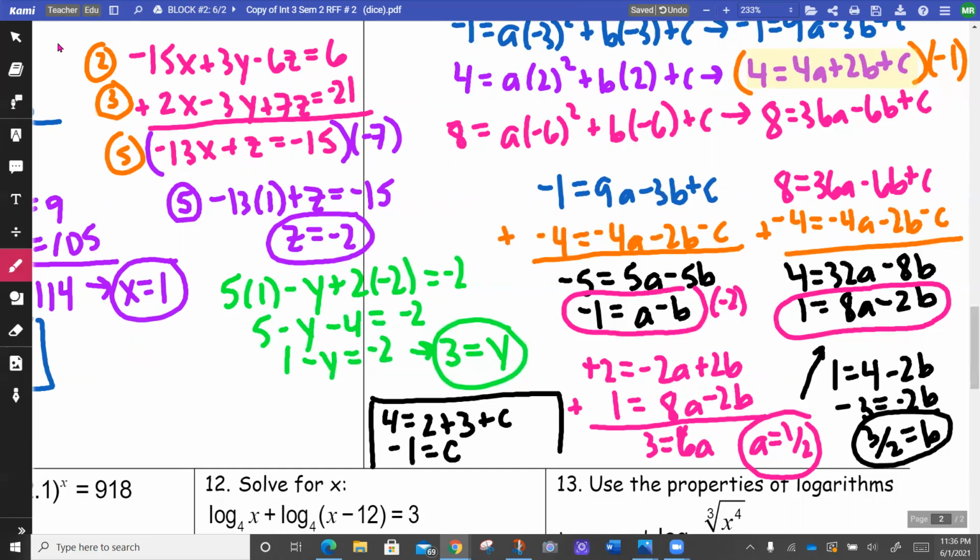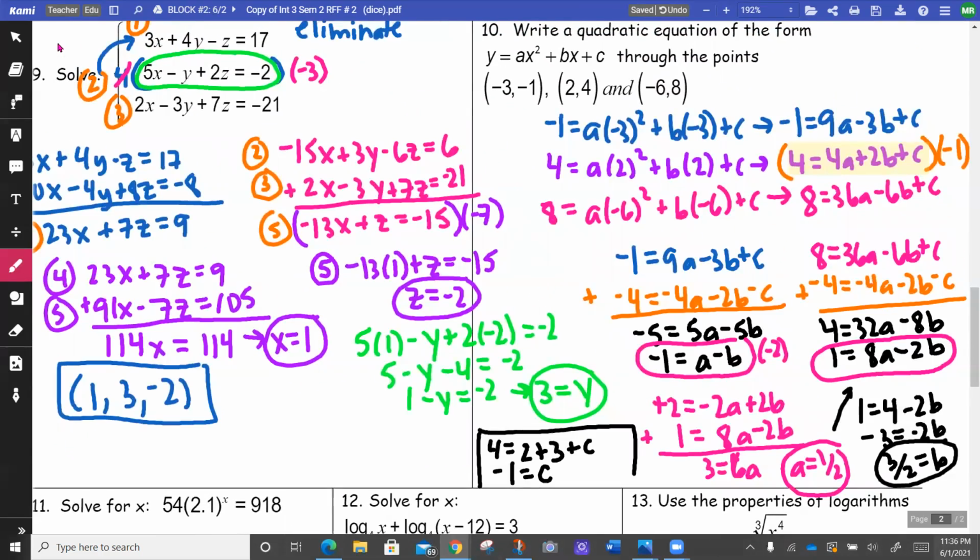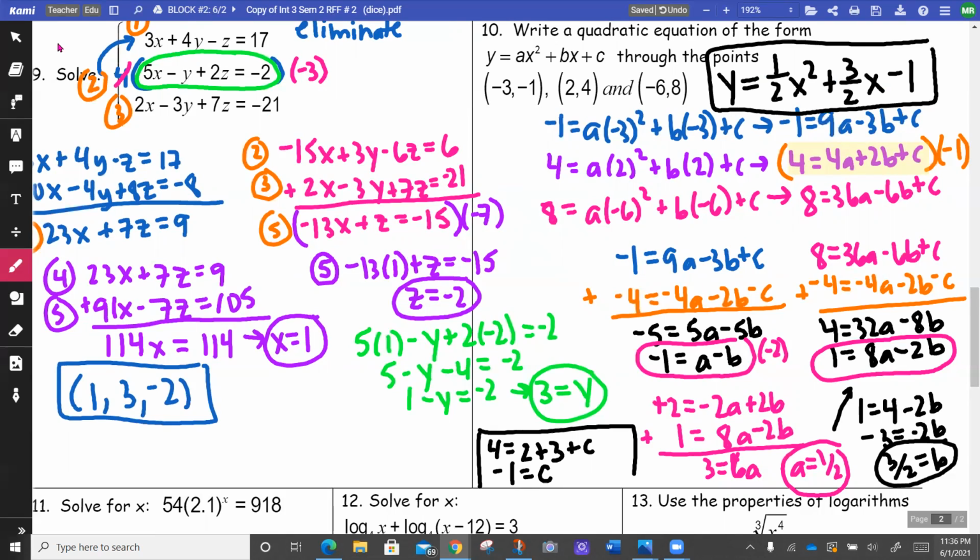So my equation, if this is a parabola, is y is equal to my a, 1/2 x squared, plus my b, 3 halves x, minus 1. That's our equation.